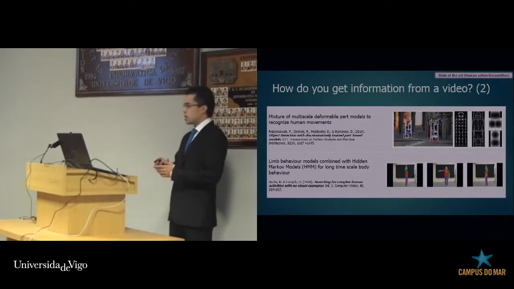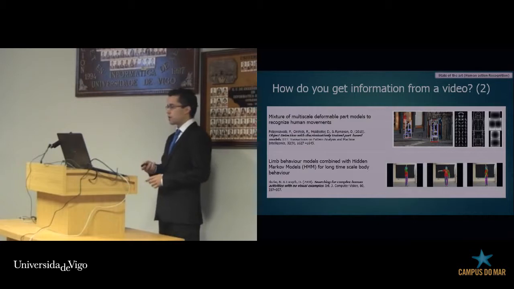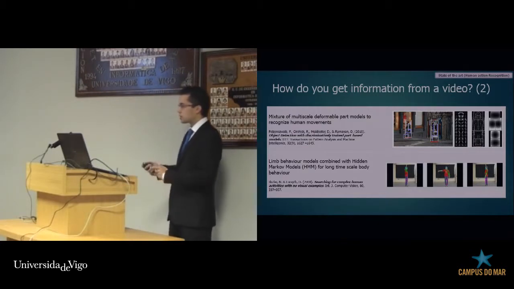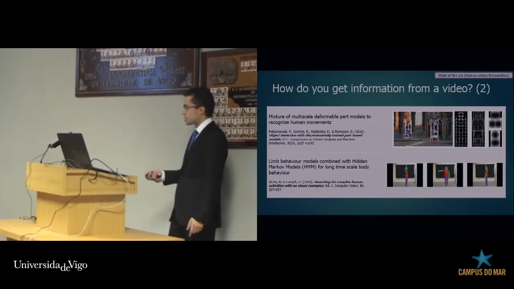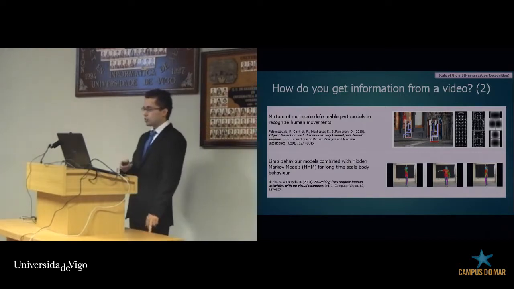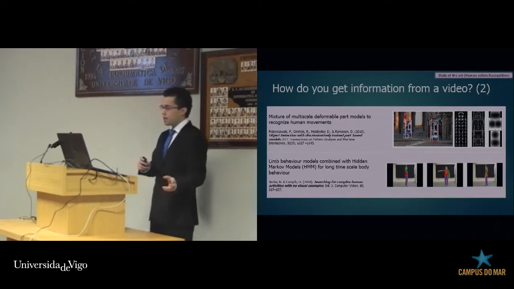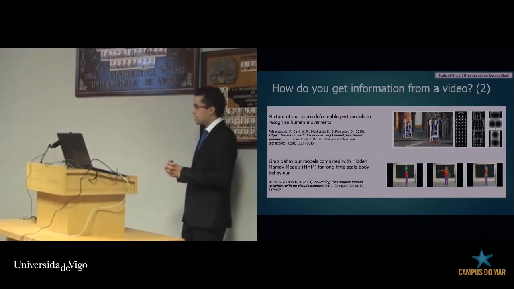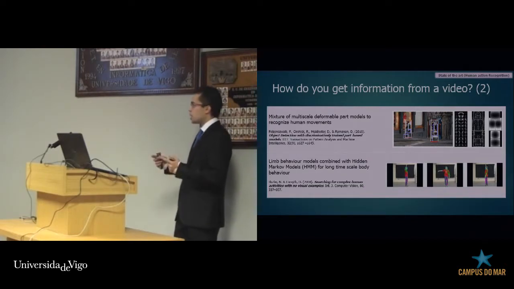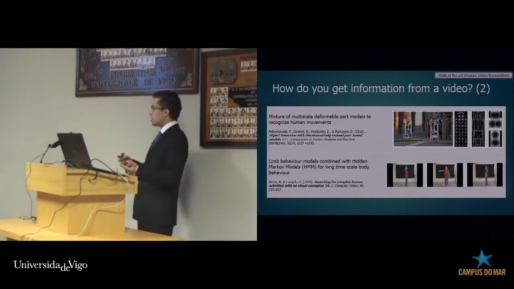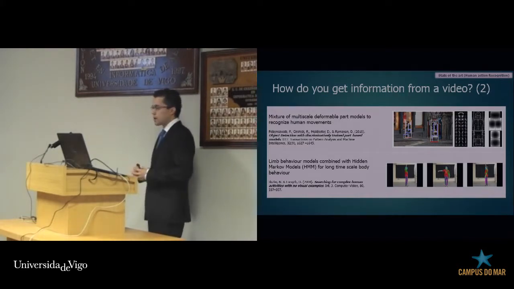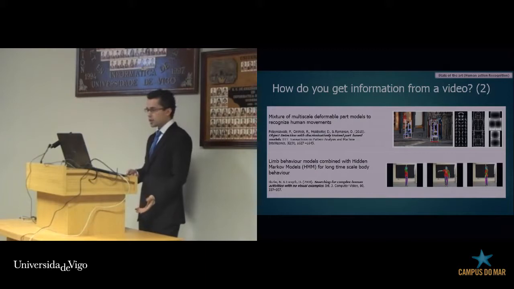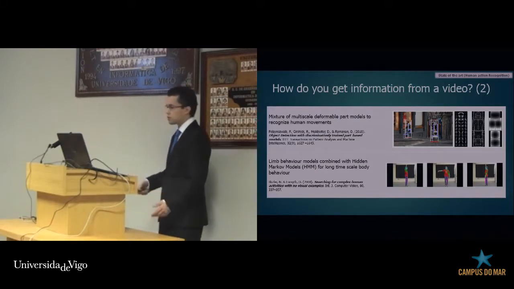Other examples, the first one here is related with HOG detectors, histogram of oriented gradients. So they use that to try to recognize human movements. The next one, for example, is short time scale limb behavior. So you have your limb behaviors, and then combined with hidden Markov models, they try to obtain long time scale behaviors.